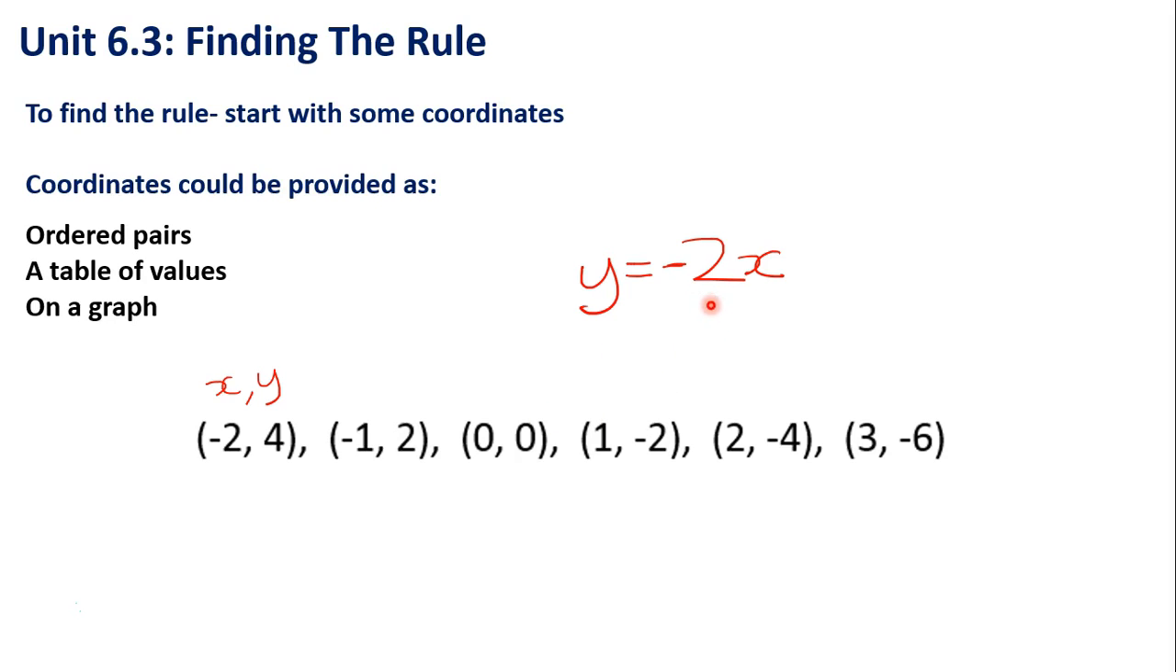So if we substitute and see whether that works, if x equals 3, negative 2 times 3 is negative 6. If we substitute x equals negative 1, negative 2 times negative 1 gives positive 2. So our rule is y equals negative 2x.